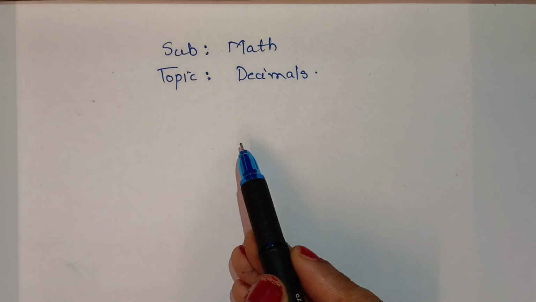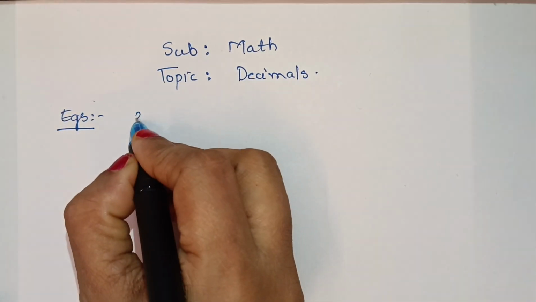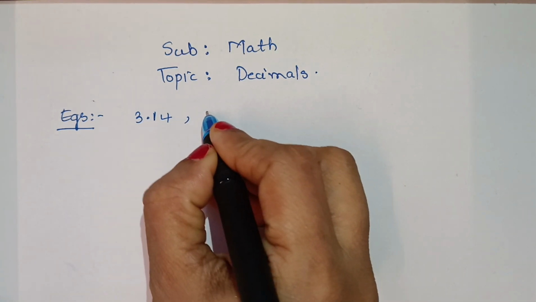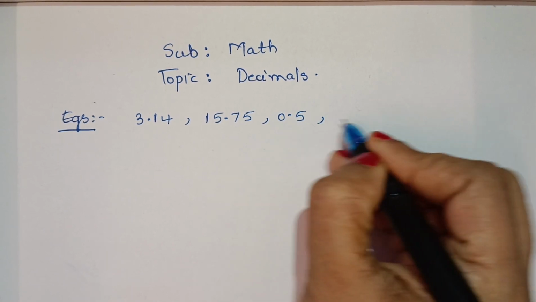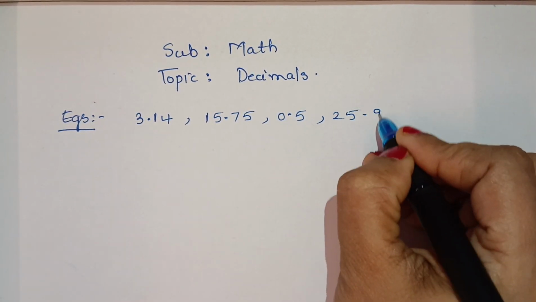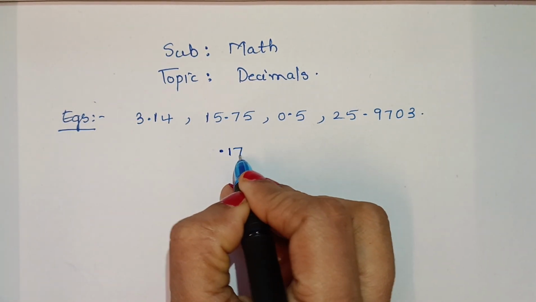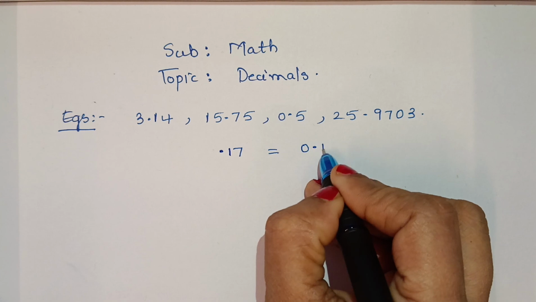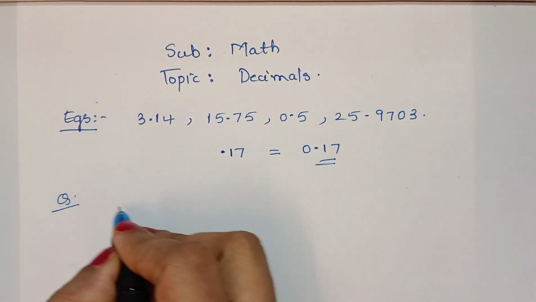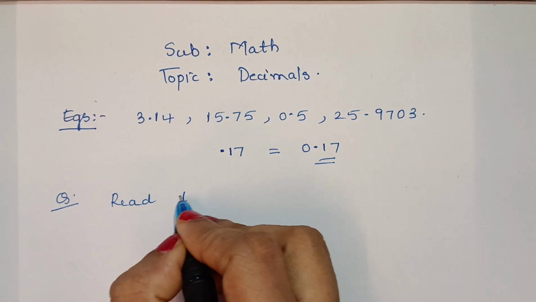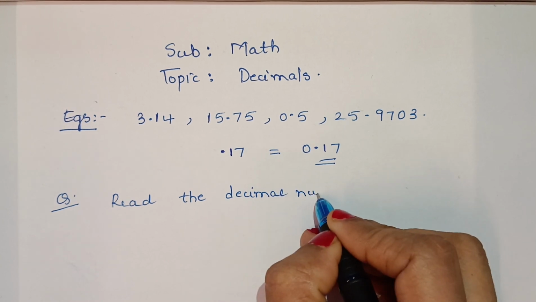Now, let's see some examples of decimals. Examples: 3.14, 15.75, 0.5, 25.9703. In case you have 0.17, it is read as zero point one seven. Now, let's see how to read decimal numbers.